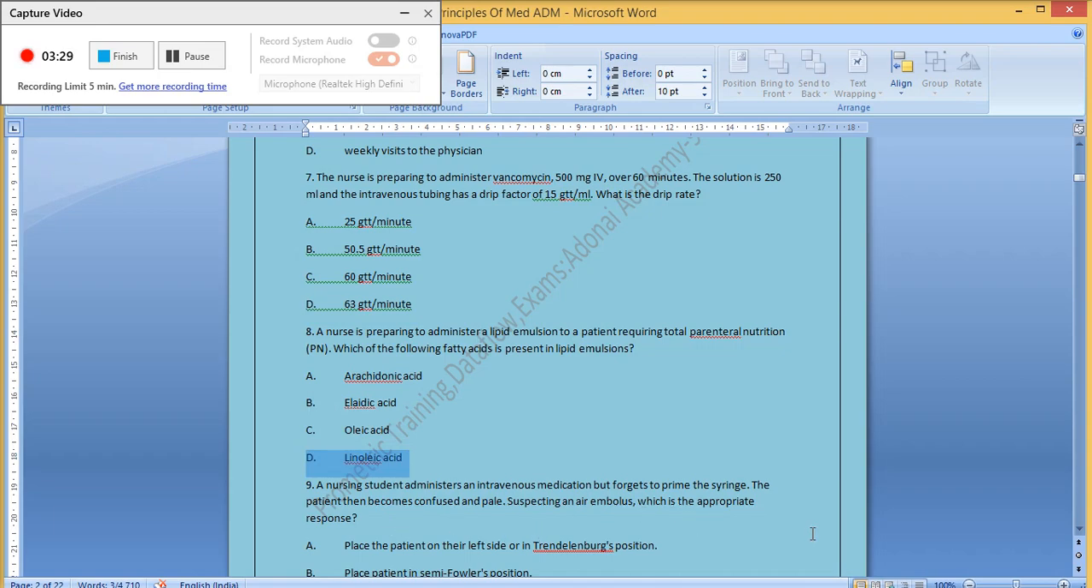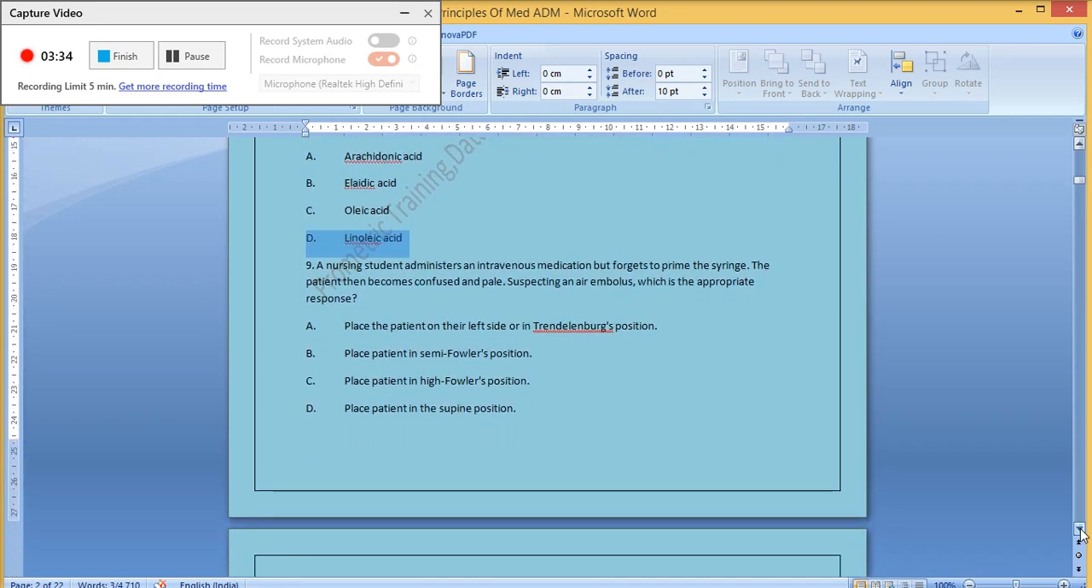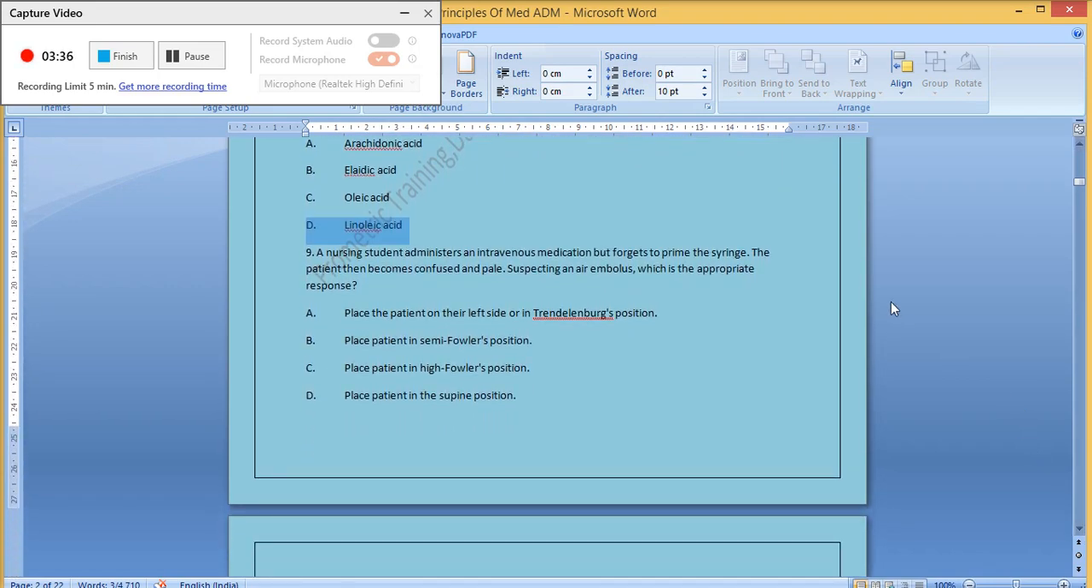A nursing student administers an intravenous medication but forgets to prime the syringe. The patient then becomes confused and pale, suspecting an air embolus. Which is the appropriate response? A. Place the patient on their left side or in Trendelenburg position. B. Place the patient in semi-Fowler's position. C. Place the patient in high Fowler's position. D. Place the patient in a supine position. The correct answer is A. Place the patient on their left side or in Trendelenburg position.